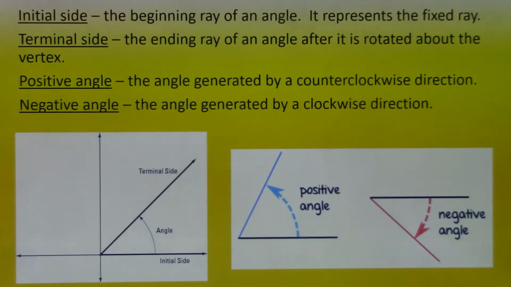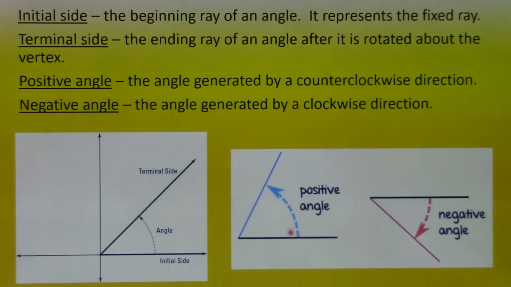Positive angle, the angle generated by a counterclockwise direction, called a positive angle. So this angle is opening up this way, that's a counterclockwise direction. Counterclockwise goes like this, like the hands on a clock. Clockwise goes like this, the way hands on the clock go. So a counterclockwise direction is a positive angle.